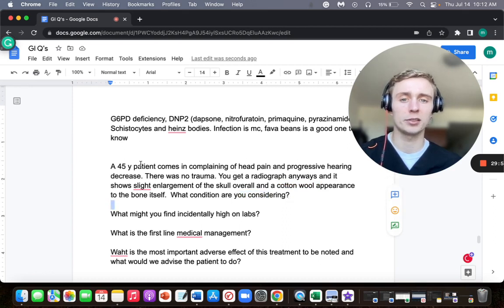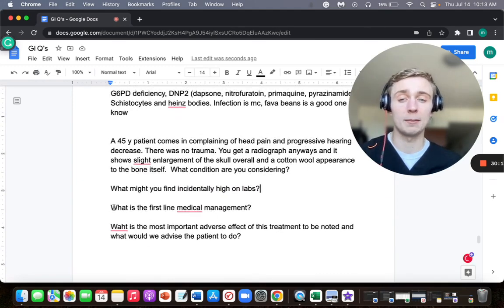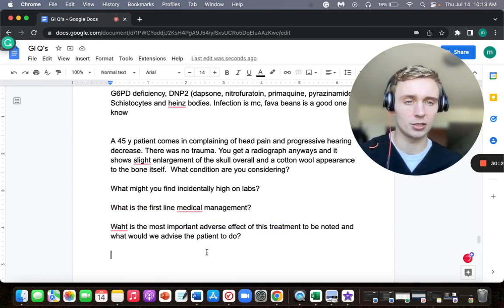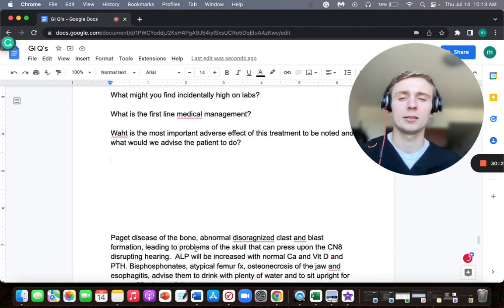So again, middle-aged person, head pain, progressive hearing decrease. Radiographs show a slightly enlarged skull overall and a cotton wool appearance to the bone itself. What condition? What might you incidentally find high on labs, even before you do any workup for this condition? What is the first-line medical management of this condition? What is the most important adverse effect of this treatment to be noted? And what would you advise the patient to do and how to take the medication? So this is important to know.